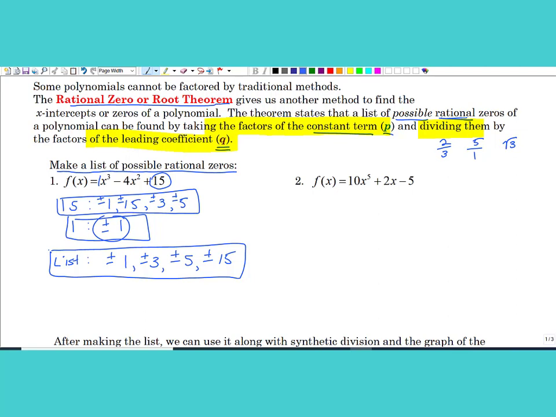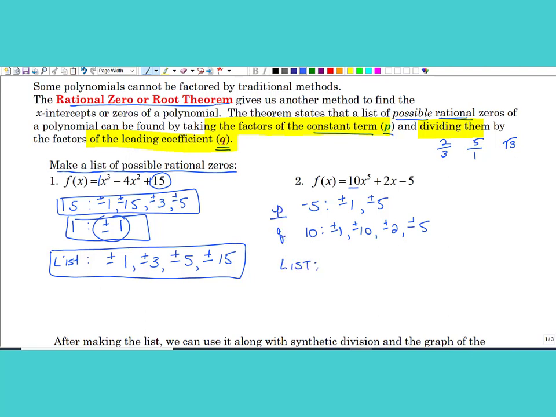So let's look at number 2. So my constant term is negative 5. So what multiplies to get 5? 1 and 5. And again, it could be a combination of positives and negatives. My leading term is 10. What all multiplies to get 10? Well, 1 times 10 and 2 times 5. And again, I need positives and negatives. So now I need to divide. I need to divide p divided by q.